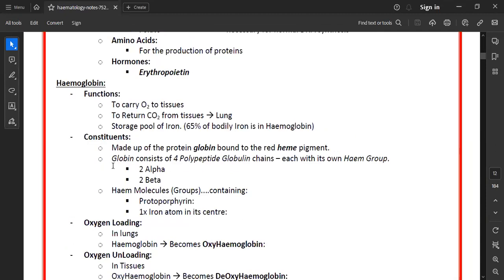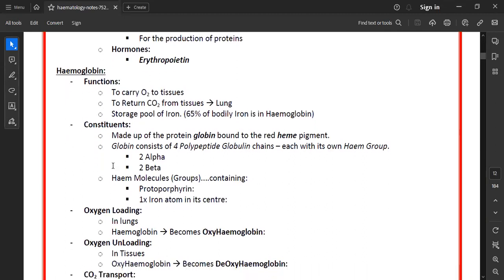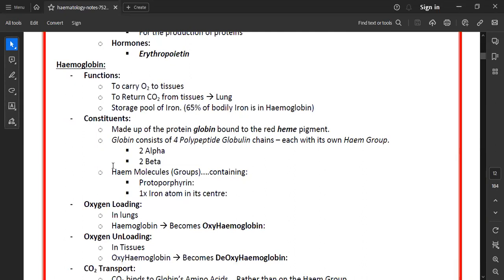So we know the functions of hemoglobin. I don't think I really need to talk about that. When we talk about the constituents, it's made of a protein called globin that is bound to the red heme pigment, which is mostly the iron carrying pigment. So globin consists of 4 polypeptide globin chains, each having its own heme group. So the chains are 2 alpha and 2 beta. And the heme groups contain protoporphyrin and 1 iron atom in the center.